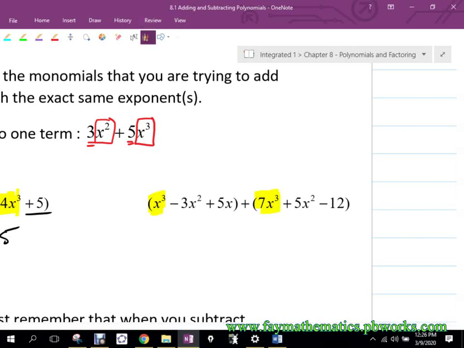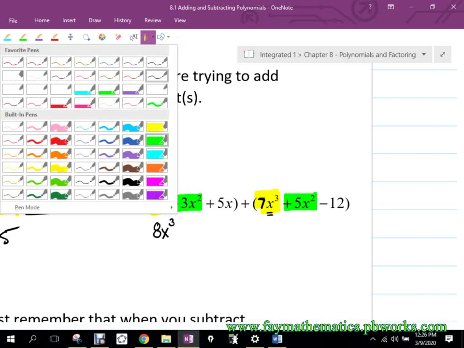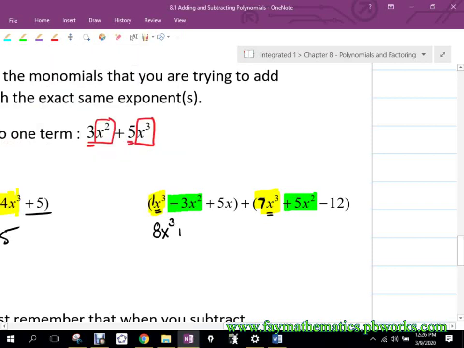Hunter, how many x cubes you got? Okay, you see two of them written down, right? But the numbers out front tell you that you actually have more than 2, correct? So out front, you really have eight. Okay. So 8x cubed. How many x squareds do we have? Because negative 3 plus 5, right? So positive 2x squared. How many x's?